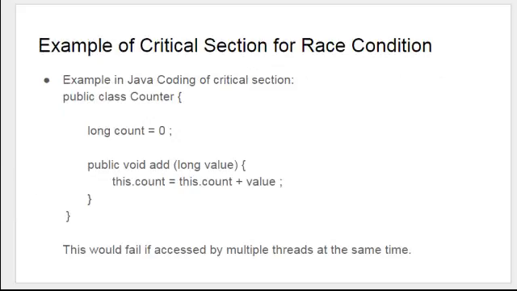And so here's just a short little example of Java coding of a critical section. You have public class Counter, long count equals 0, public void add(long value), this.count equals this.count plus value. And so this section of Java coding would actually fail if it was accessed by multiple threads at once.